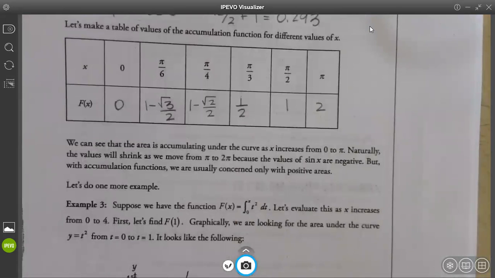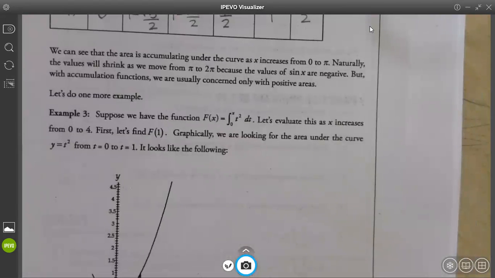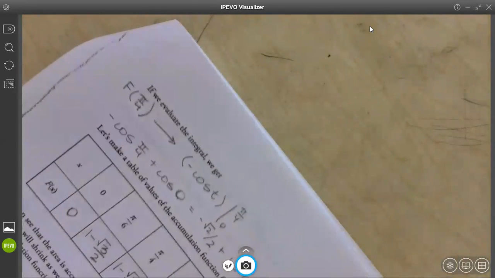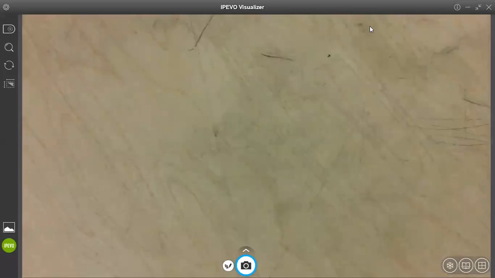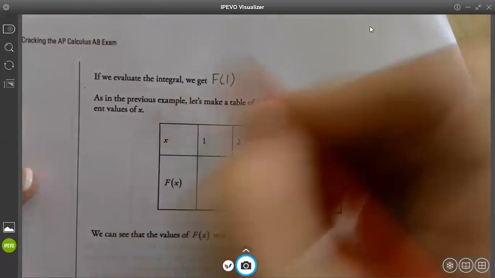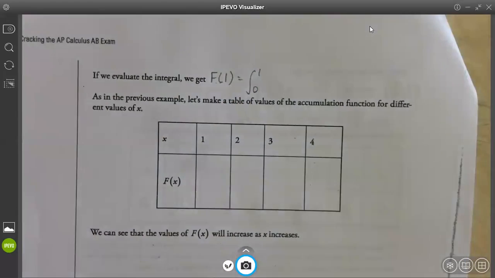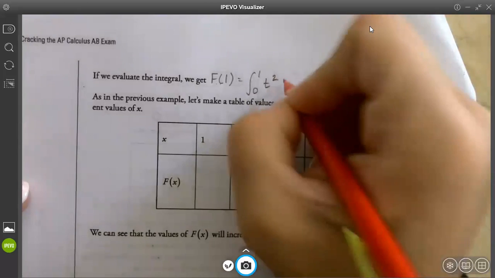Okay. Let's do one more example. It has all this work. We're doing it on the next page. I'll tell you what everything is, so don't stress about it. This is the last problem, and then I told you we'd be done. So if we evaluate the integral, they wanted us to do f of 1. If you go back and read the problem, it says do f of 1. They said from 0 to x, we're doing 0 to 1 of t squared dt.